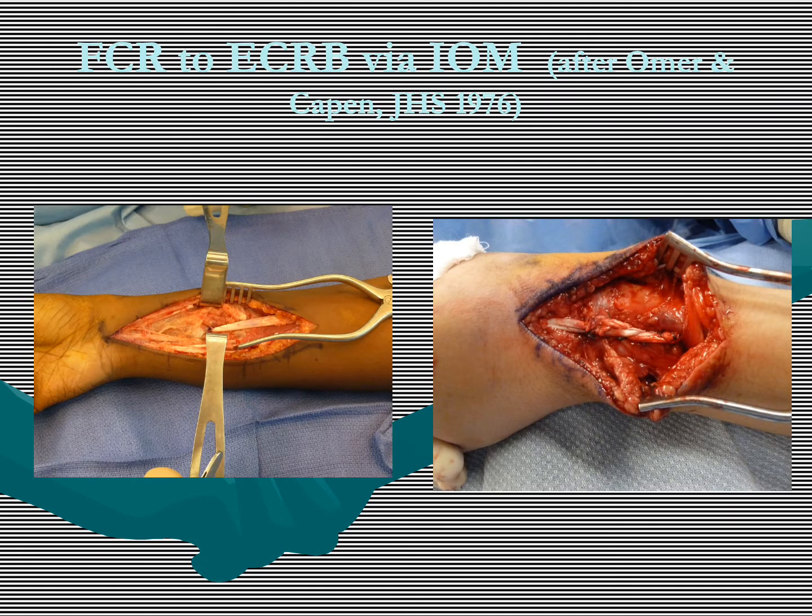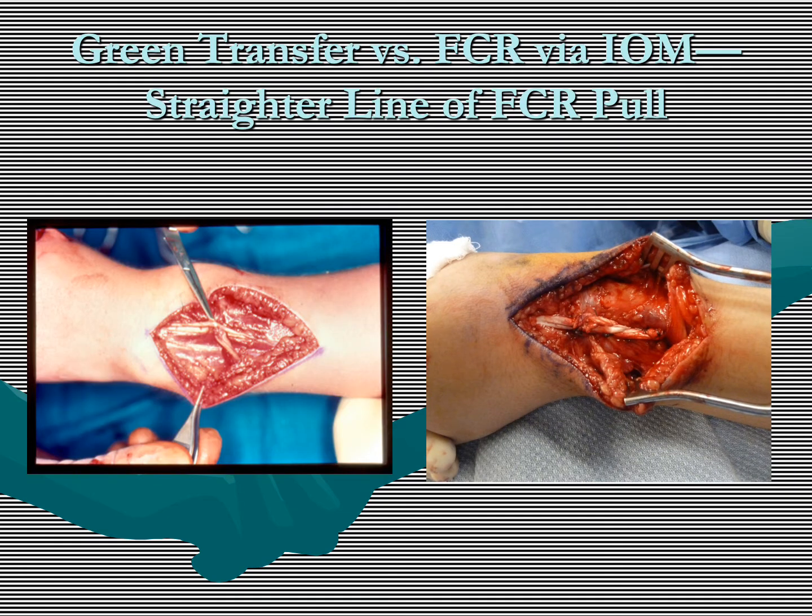Here's another case where you can see the flexor carpi radialis tendon being passed through the interosseous membrane, and you can see it takes a very straight course into the extensor carpi radialis brevis. The slide on the left here shows the flexor carpi ulnaris in the green transfer taking a fairly oblique course toward the extensor carpi radialis brevis, whereas in the slide on your right, you can see the FCR passing through the interosseous membrane takes a very straight course toward the extensor carpi radialis brevis, and this improves the effectiveness of the transfer.